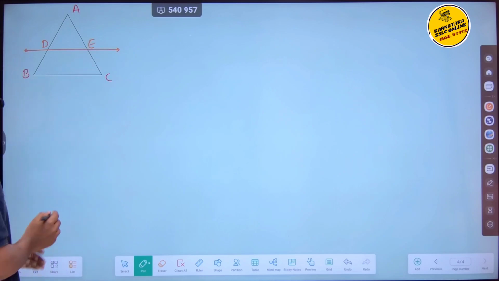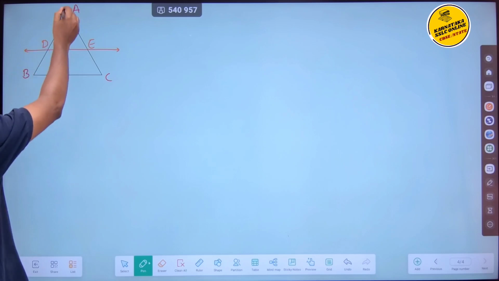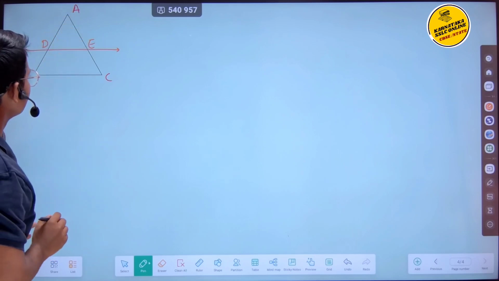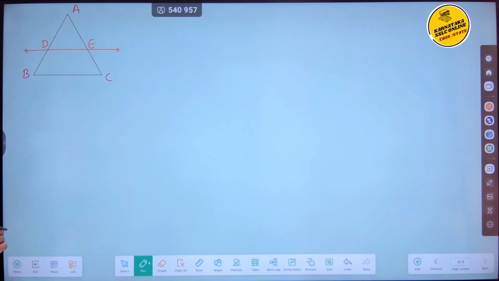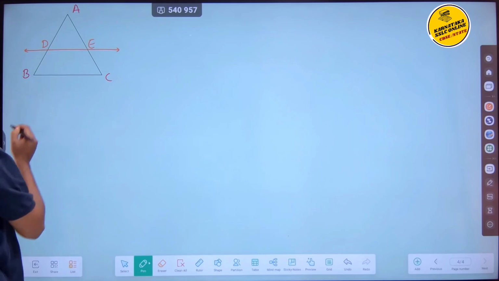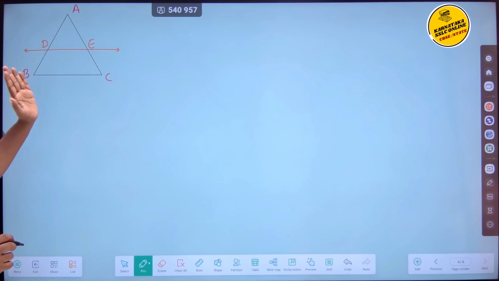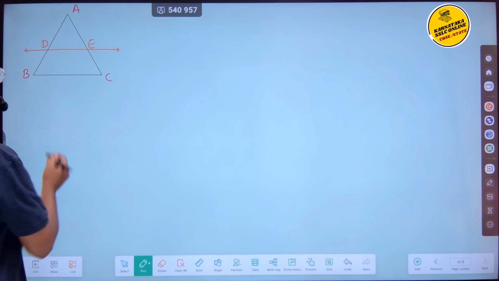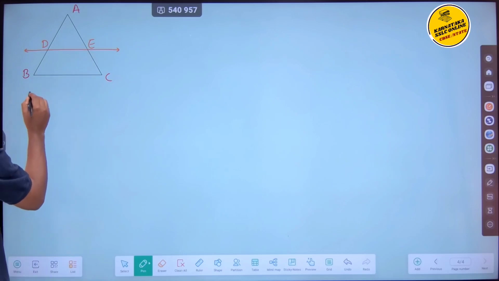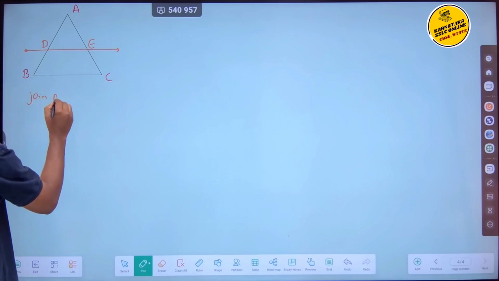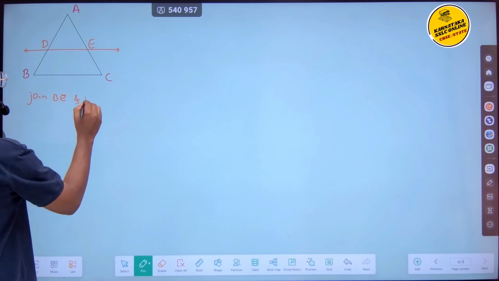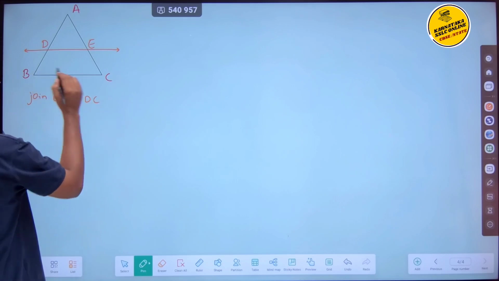Now for our result, AD by DB and AE by EC, to be proved, we need to do some construction. As I told you, you need to prove this BPT with the help of the area of a triangle. When you find the area of a triangle, you need the height of the triangle. So first we need to join BE and DC. I will join both.